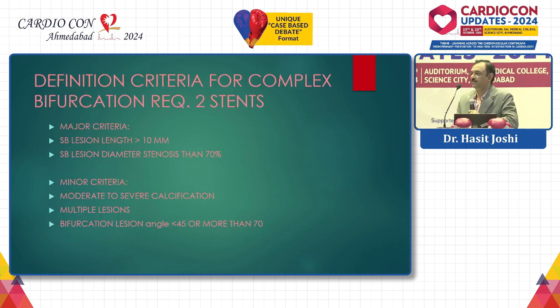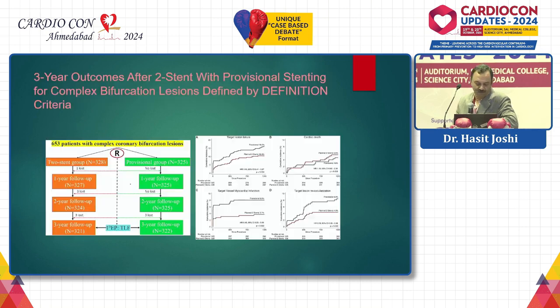So what is the definition criteria for complex bifurcation requiring two stents? The major criteria involves circumflex for LMCA: side branch lesion more than 10 millimeter and side branch diameter stenosis more than 70% is a major criteria. Then moderate to severe calcification, multiple lesions, bifurcation lesion angle less than 45 or more than 70. So if this is present, probably a two-stent strategy is better.